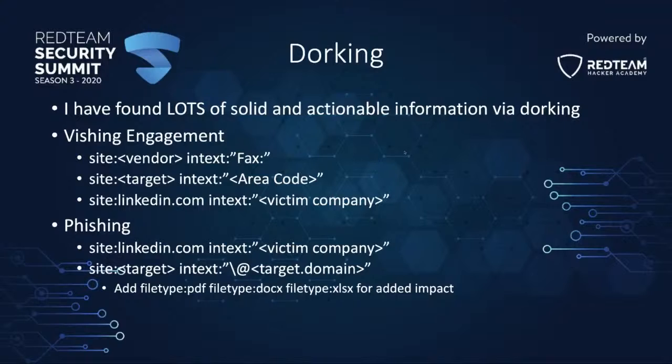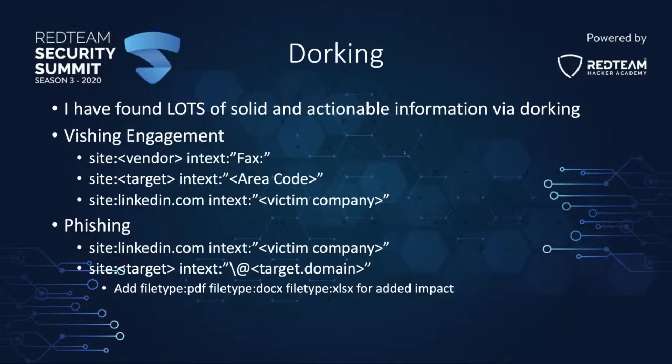If I were doing a vishing engagement, I tend to like to spoof fax numbers from vendors to call my target company. So that's how I come across their fax number. I'll just use the Google Dork site:vendor.com, intext:fax, to get phone numbers to actually call. I'll do site:target.com, intext: area code, country code, whatever is unique enough about the organization to get the information. You can also enumerate employees to contact via LinkedIn.